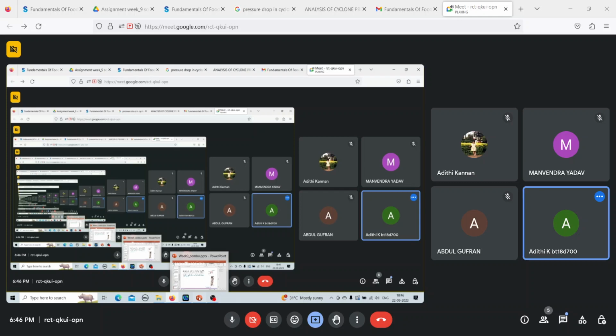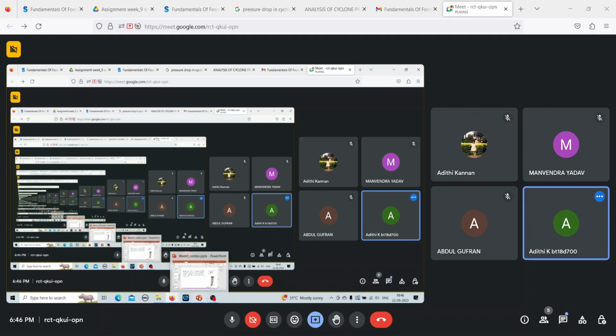I converted liters to meter cube, and then per hour to seconds, so everything is in SI units here. The diameter is converted into meters, and mu is also in Pascal second. With all of these in SI units, the area that I am getting is 11.08 meters square.